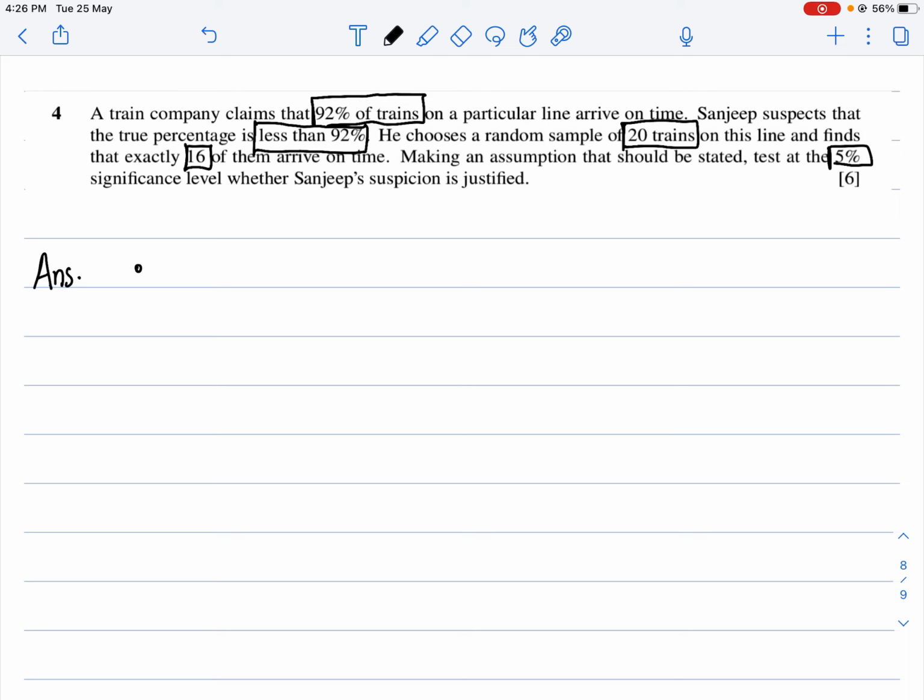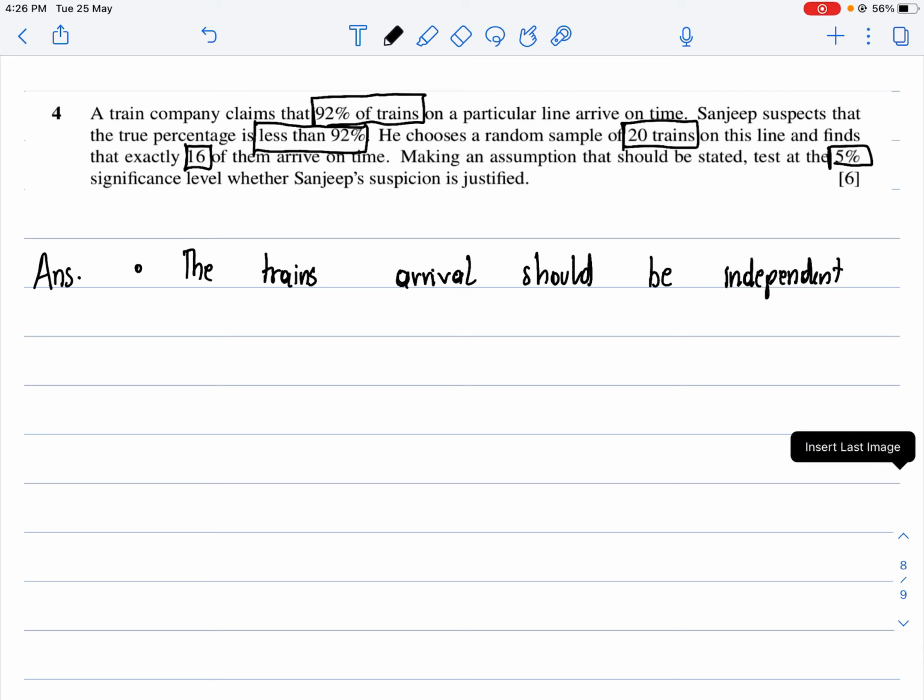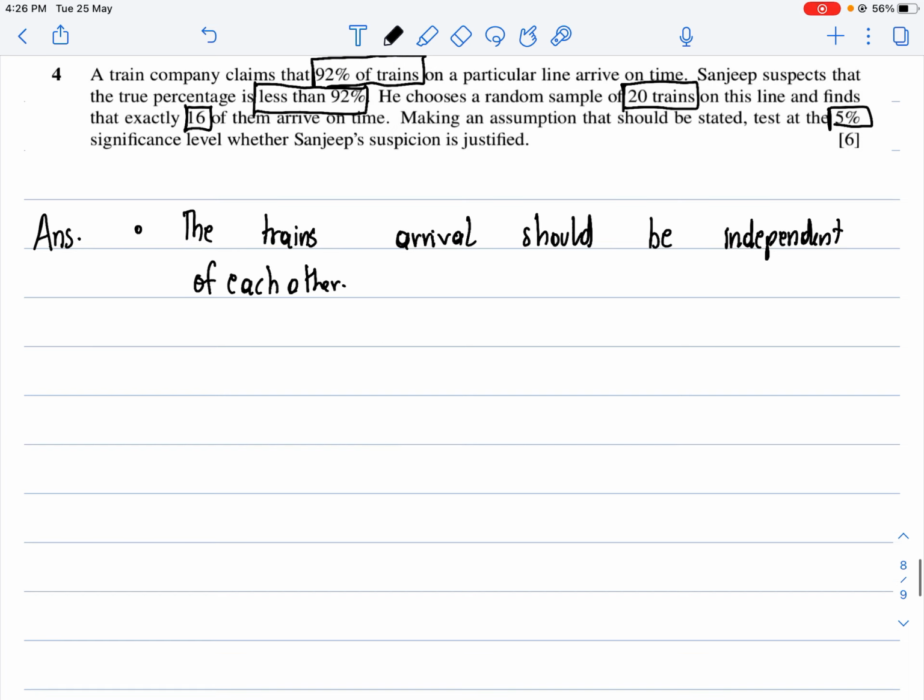So the assumption is basically that the trains' arrival times should be independent of each other. Because if they're dependent, then we might not get a fair result. Basic theory question. Now let's start on testing.